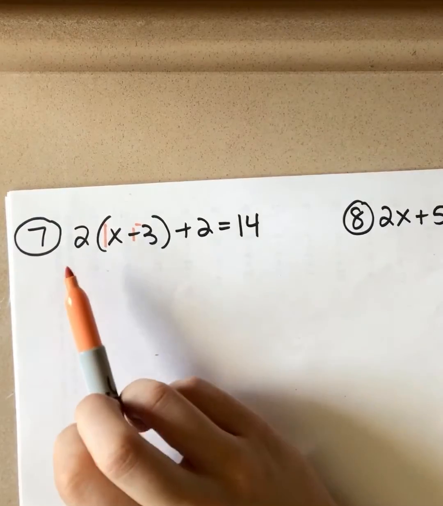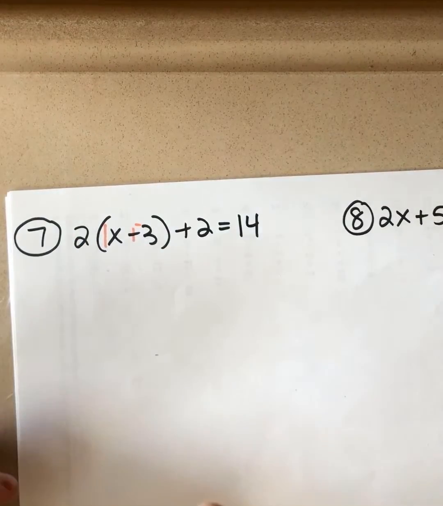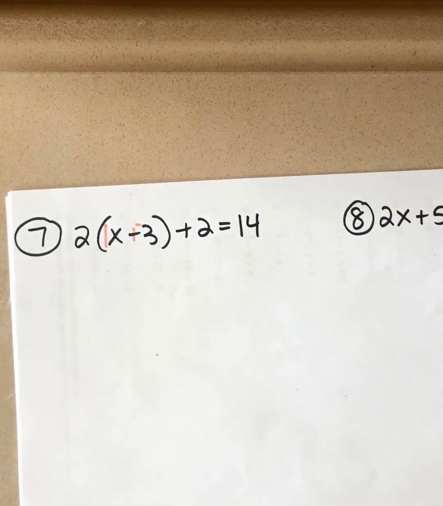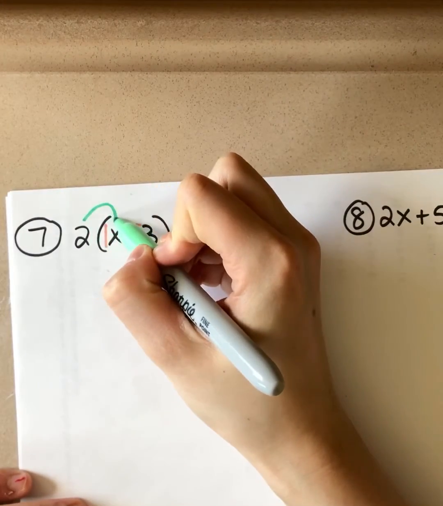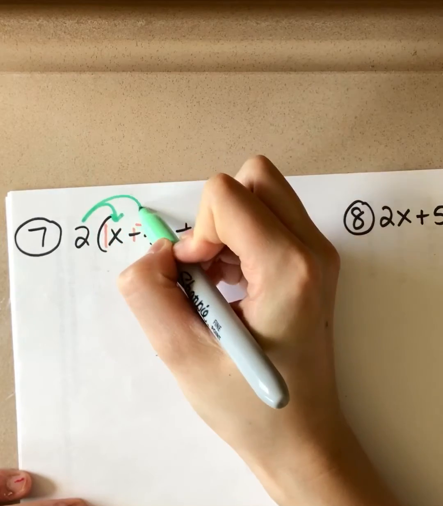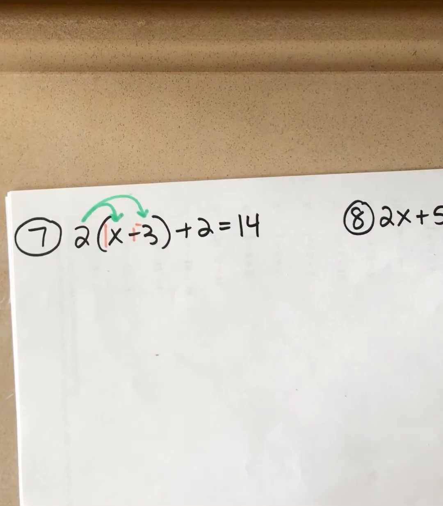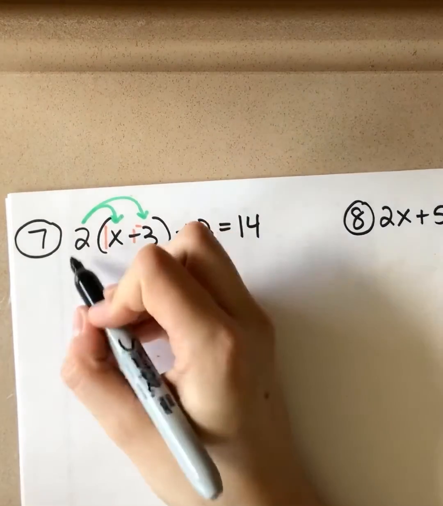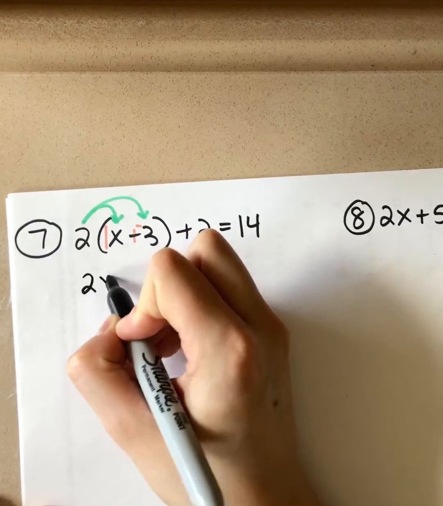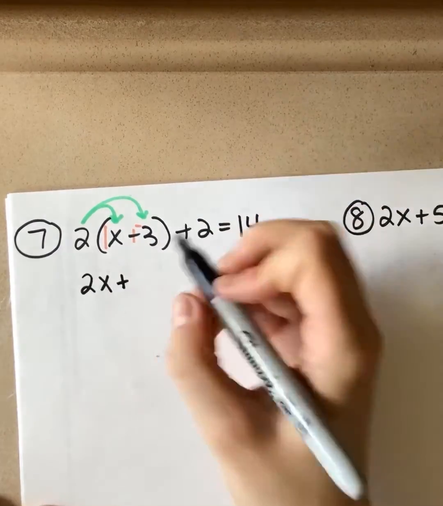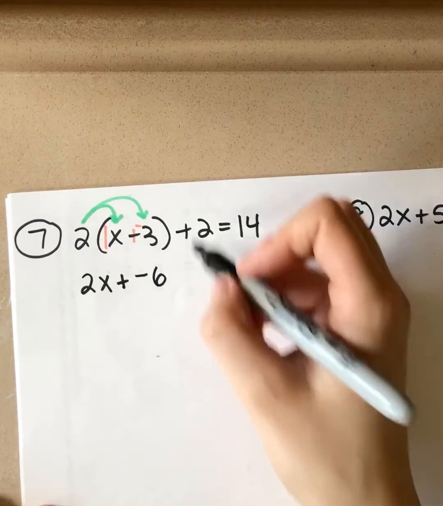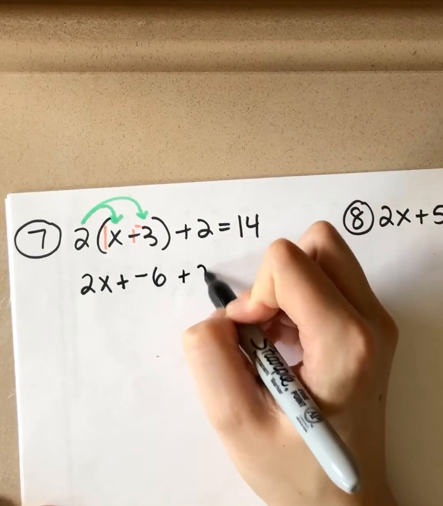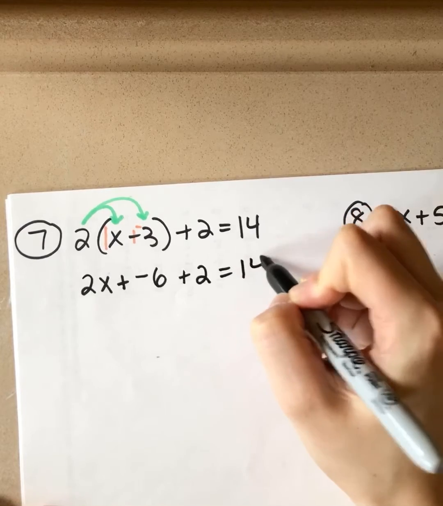I look at it and I see, okay, I have 2 times this set of parentheses. So that's where my distributing is going to happen, and that's what I'll do. So 2 times 1x and then 2 times negative 3. I get 2 times 1x is 2x plus 2 times negative 3 is negative 6. Now I need to still add 2, and that should all equal 14.